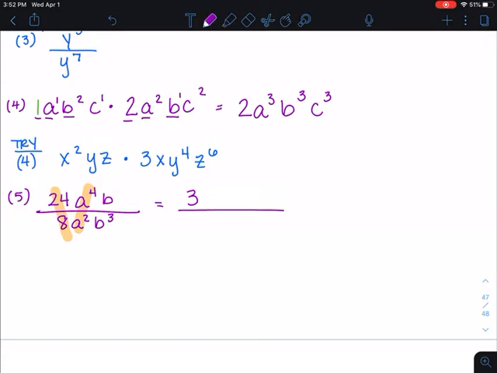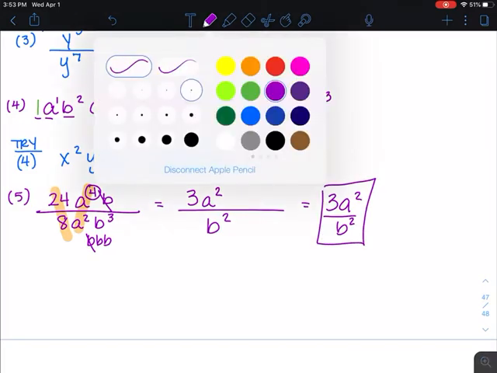So now we're going to look at a to the 4th divided by a squared. So 4 minus 2 is 2. The bigger number's up top, so the extras are going to stay up top. So I have 2 left on top, and in this case I have 1 b down here, 3 b's down here. 1 will cancel, so I have 2 b's left on the bottom, which is b squared. So my final answer is just 3a squared over b squared.